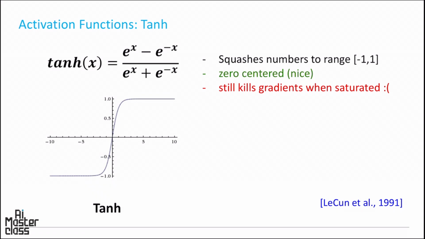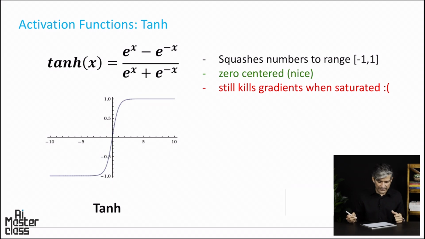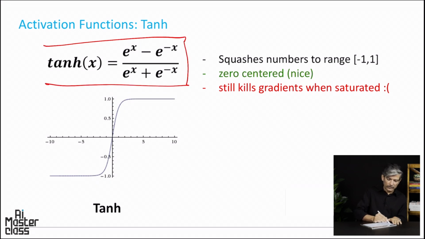Then what Yann did in 1991, especially because of this non-zero-centered problem, he tried to fix this issue because the outputs were not centered around 0. He said, okay, instead of sigmoid, let's just use tanh, and tanh happens to be this function: e to the power x minus e to the power minus x, upon e to the power x plus e to the power minus x. So when you do this, you get tanh.